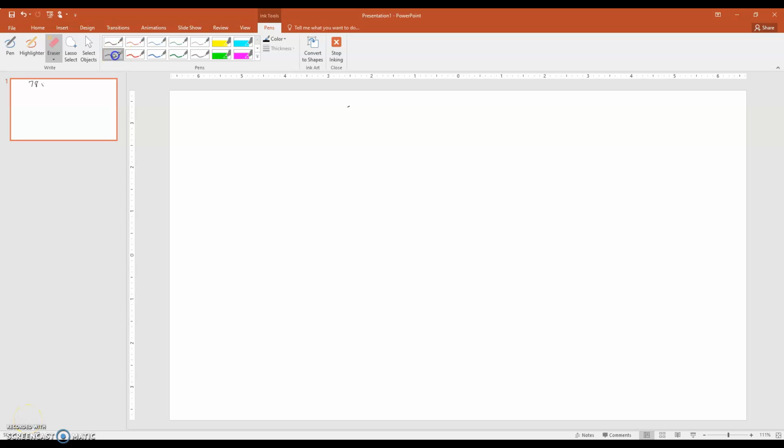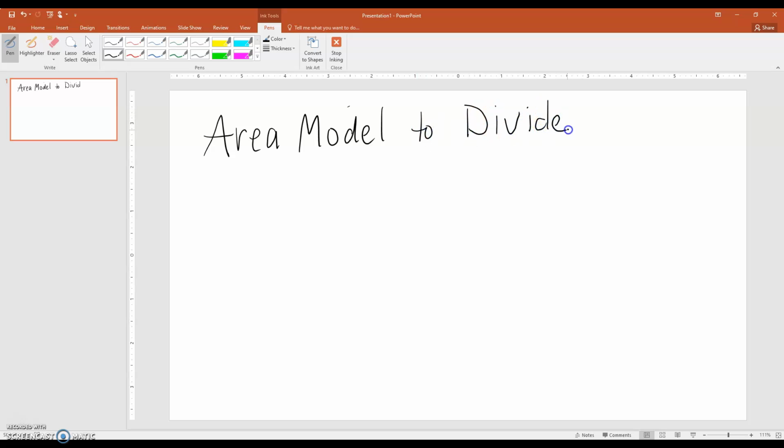Hey guys, I am going to try to go over using the area model to divide. I understand some of you were confused by the YouTube video, and for that I apologize. I'm going to try doing this without using the base 10 models, just flat out showing you the area model.